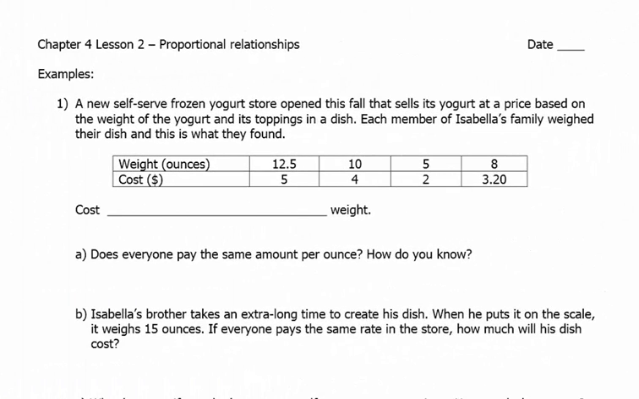Chapter 4, Lesson 2 talks about proportional relationships. We need to do a little discussion. We'll talk more about this in class. But we can write proportional relationships as an equation where it's y equals k times x. K is a constant, and I'll show you in a minute how to determine that constant.